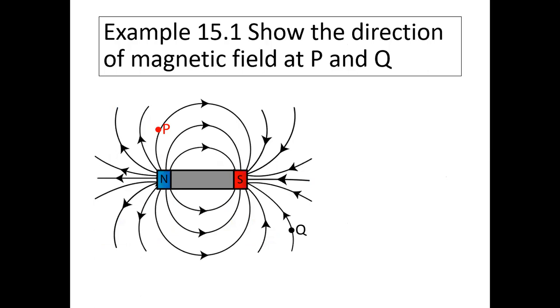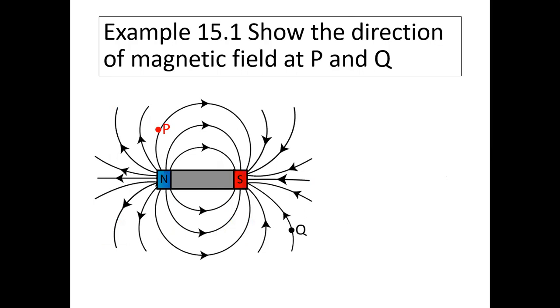Okay, example: show the direction of the field at P and Q. There's your P, there's your Q. Show the direction of the magnetic field at P and Q.